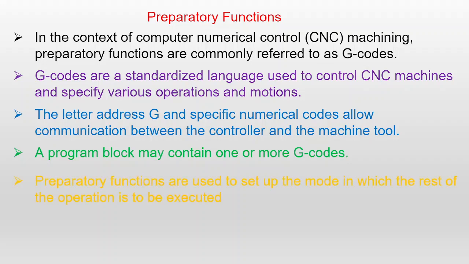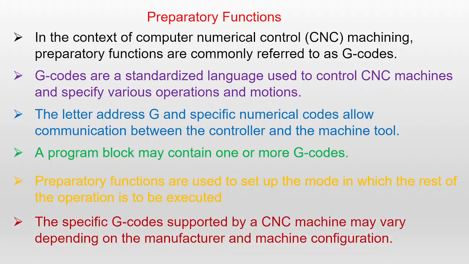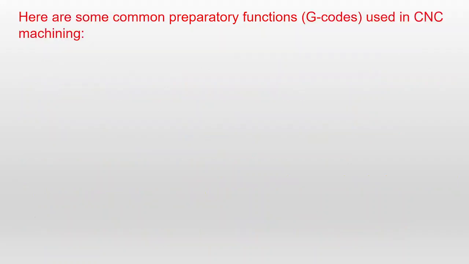Preparatory functions are used to set up the mode in which the rest of the operation is to be executed. The specific G codes supported by a CNC machine may vary depending on the manufacturer and machine configuration. Here are some common preparatory function G codes used in CNC machining that I want to explain.